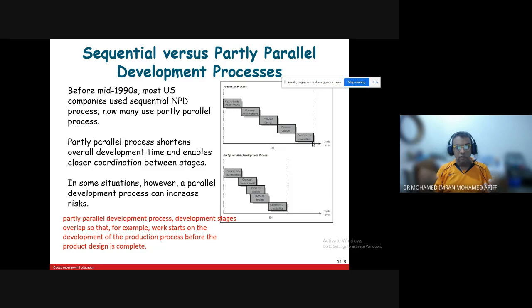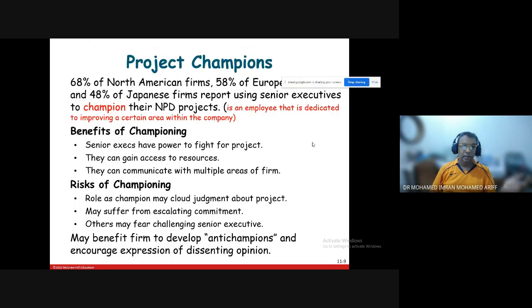Maybe let's say you have four modules. So you have already completed module number one. So module number one can start being designed, can start being developed. You don't have to wait for module 3 and 4. Okay, you already know module 1 is just the interface design. You can go on and start that. Okay, so things are done much faster in partly parallel development process.